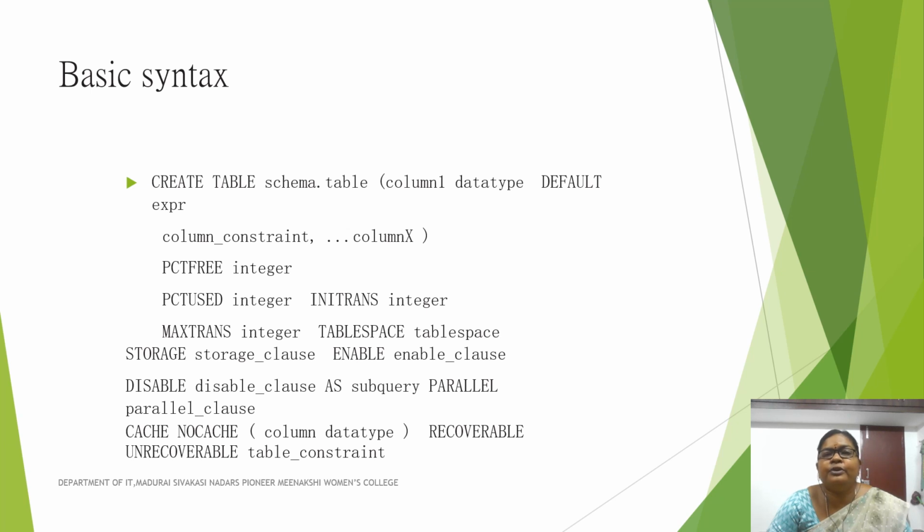If you want to give any default value for that particular column, you can mention default followed by the expression. Next, the column name, a space, the data type, and the comma separator. Like that, you can give column names within parentheses. Then you have the parameter PCTFREE, and it should have an integer value.